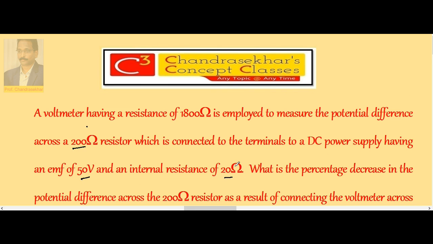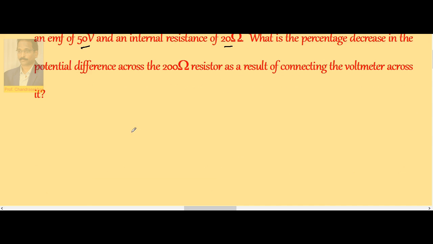20 ohms. Now let us consider the figure. This is a cell and this is a 200 ohm resistor. Cell EMF is 50 volts, internal resistance is 20 ohms. Now a voltmeter is connected across this 200 ohms. So without voltmeter and with voltmeter, now let us calculate the voltages.